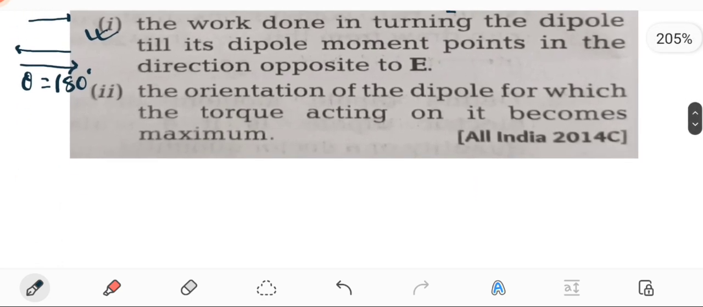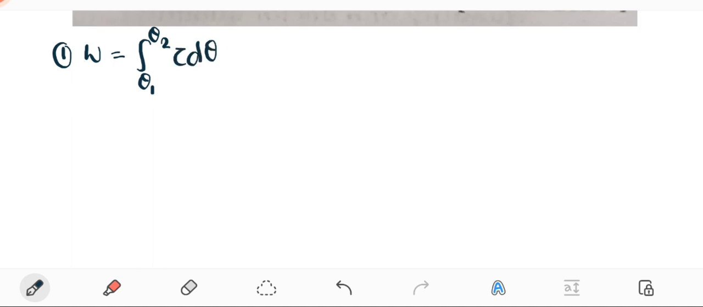Okay, now the work done for the first part. We know the formula: work done is equal to the integration from theta 1 to theta 2 of tau d theta. Theta 1 we have considered as 0 degree and theta 2 will be equal to 180 degree. We can also write it as pi only. Now the value of tau is equal to pE sine theta.